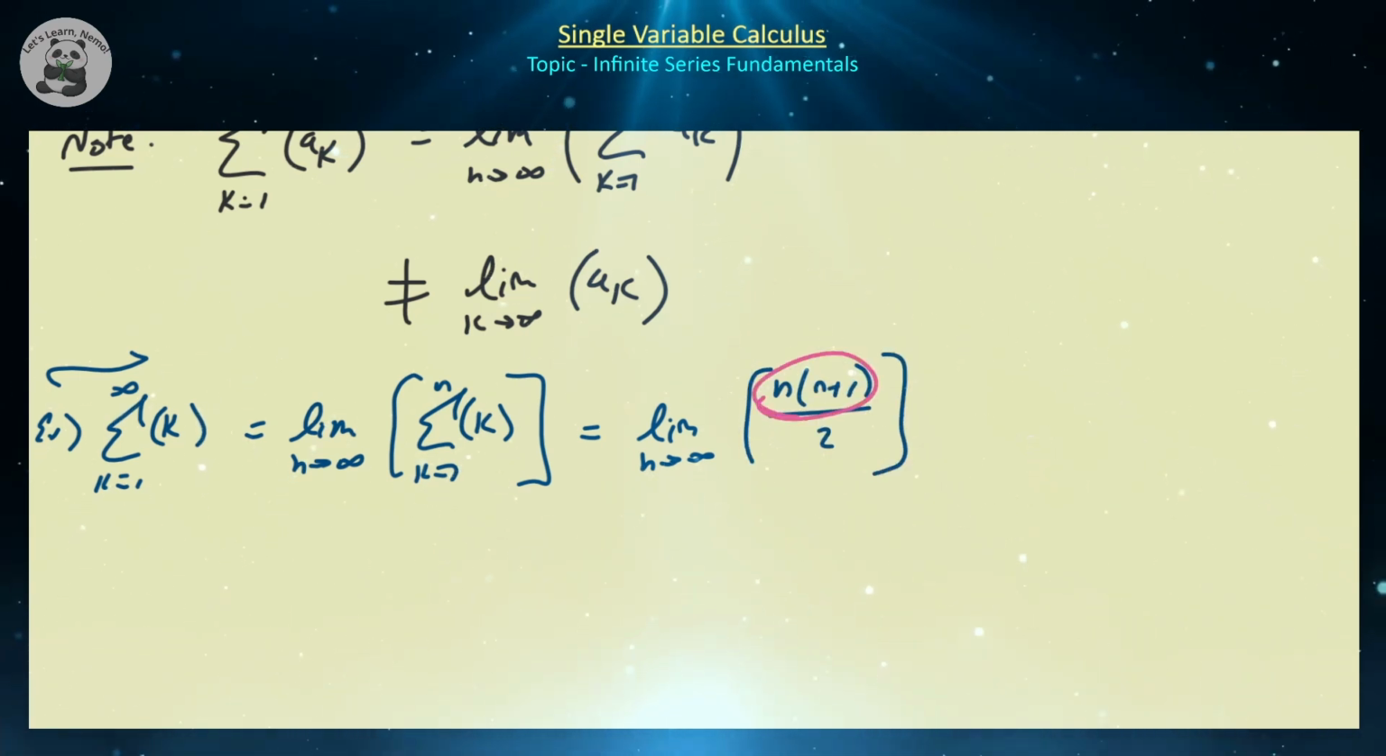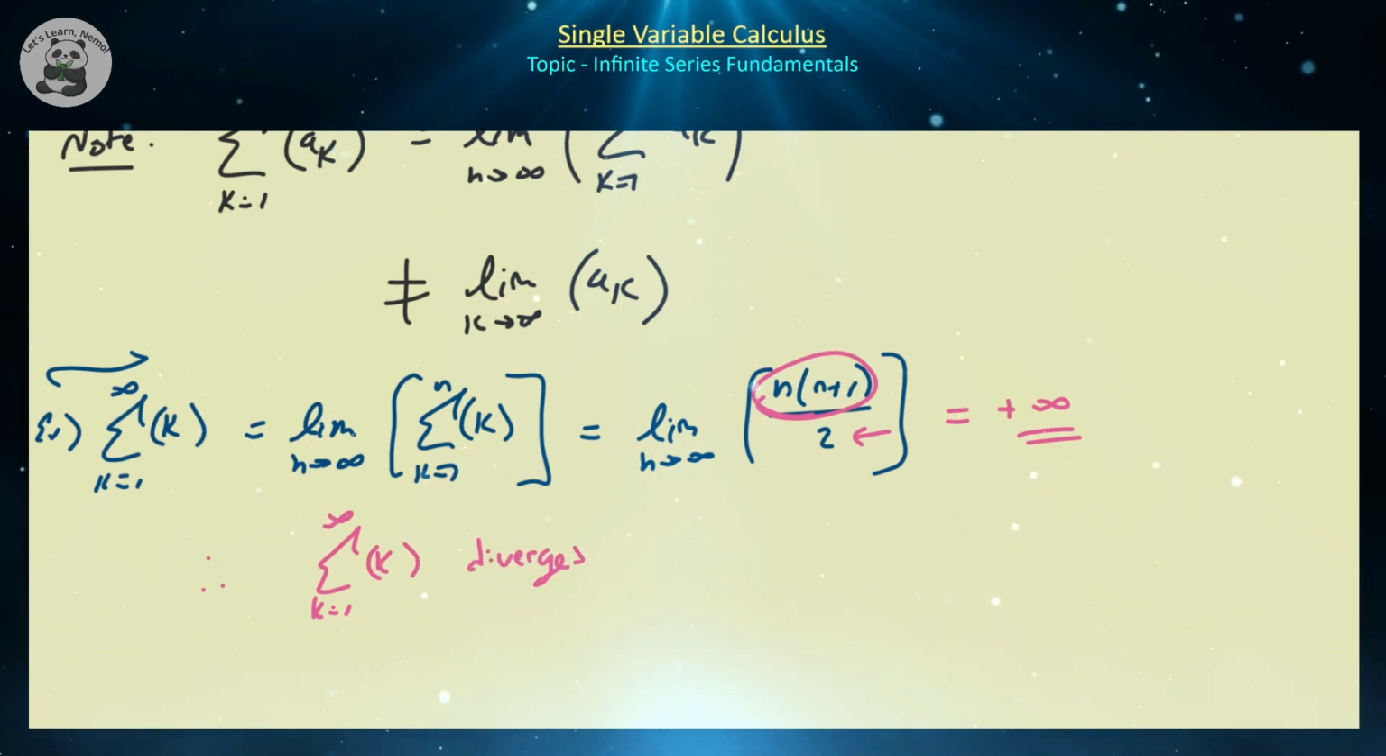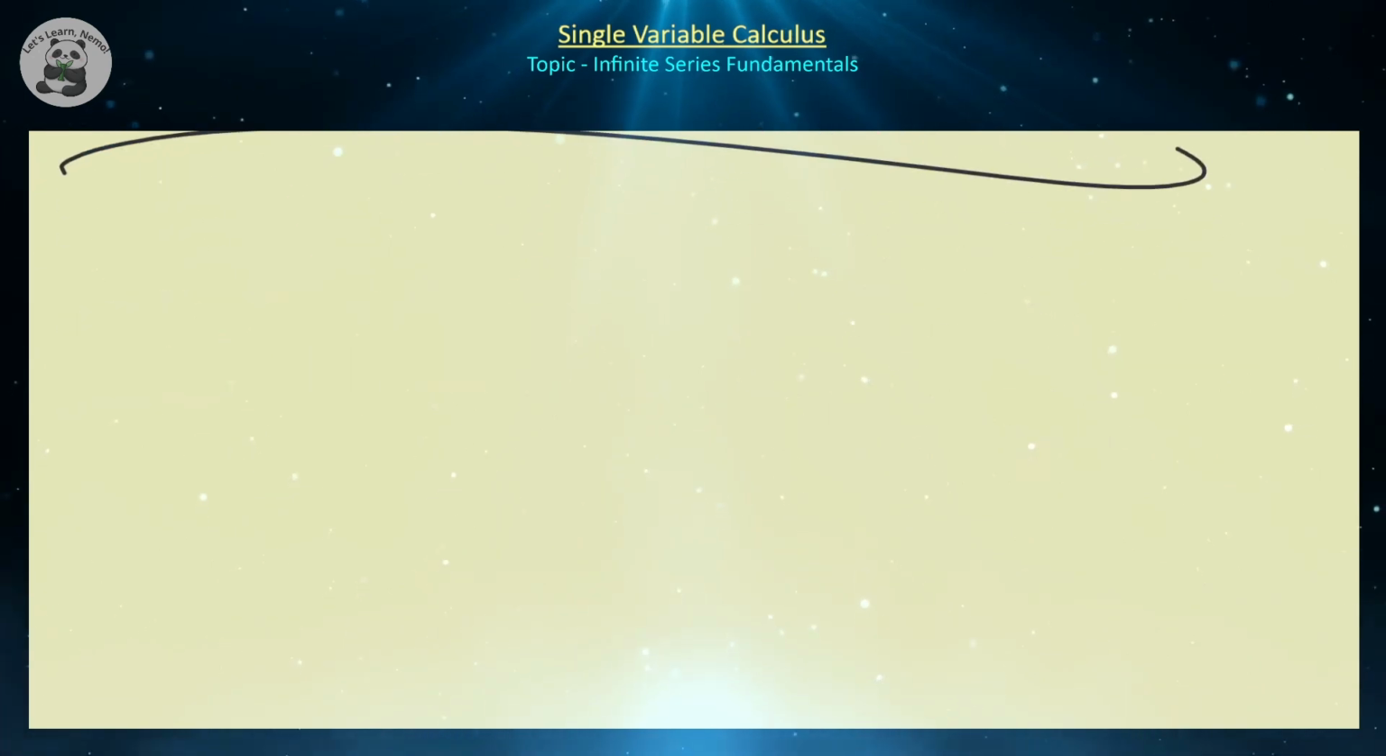We know that a quadratic function grows faster than a constant function, therefore this is equal to a positive infinite quantity, which means that this infinite series, the sum from k equals infinity of k, diverges. Right? So that's an example of a divergent series. Let's see if we can build a convergent series.